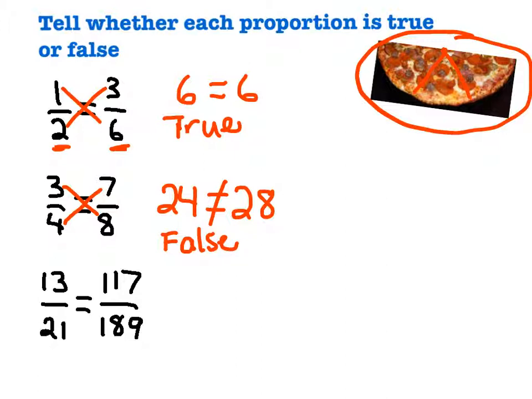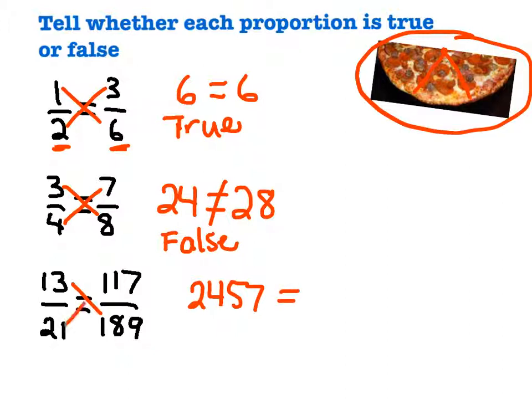And again, cross products is very useful when you are dealing with bigger numbers like this last one at the bottom. If I take a cross product here and take 13 times 189, it's hard to see whether that fraction is simplified like the first one. The cross products is the easiest way to go. So I take 13 times 189 and get 2,457.